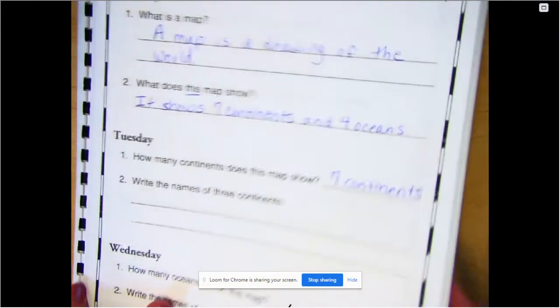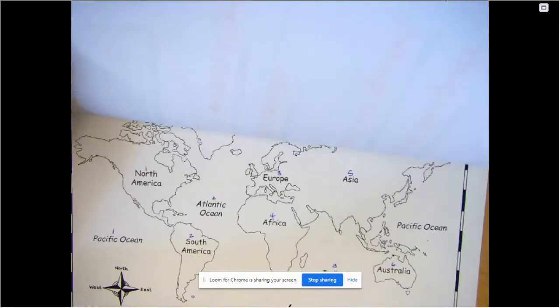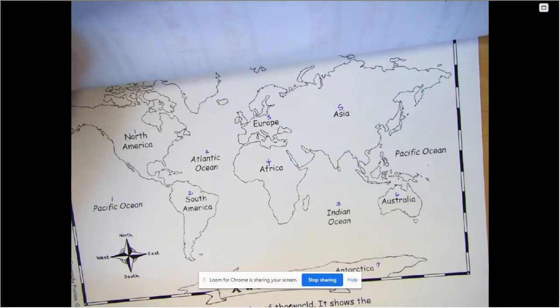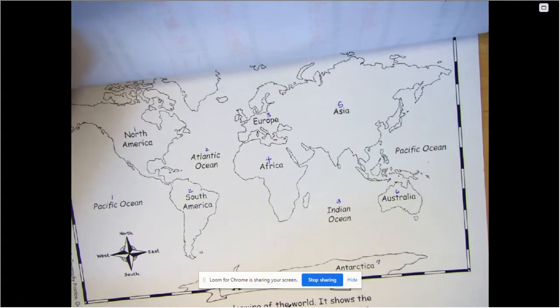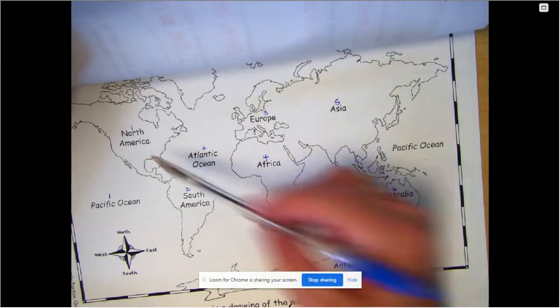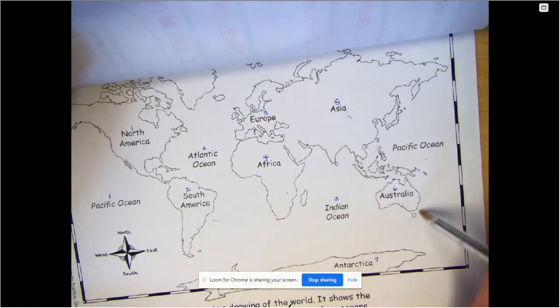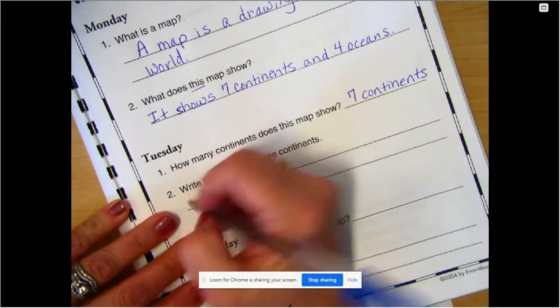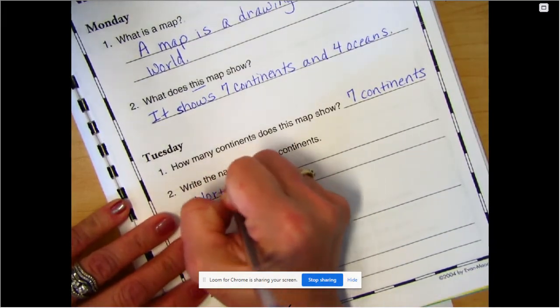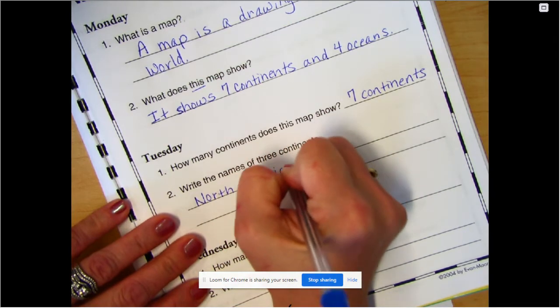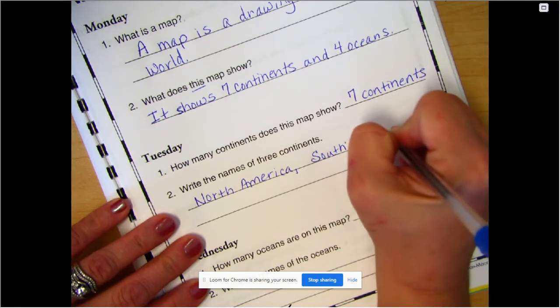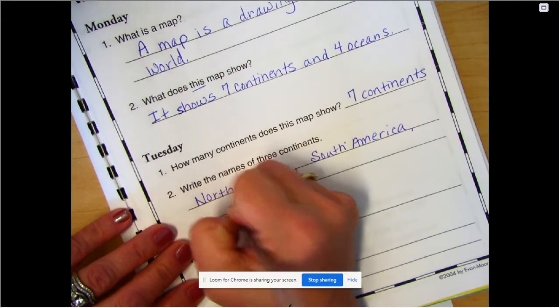So if you want to go back and lift up our pages here, name 3. So I think I'm going to do North America, South America, and I'm going to do Australia. You can do South America, or North America, South America, Europe, Africa, Asia, Australia, or Antarctica. You can choose. Just pick 3, okay? So I've got North America, South America, and I'm going to do Australia.